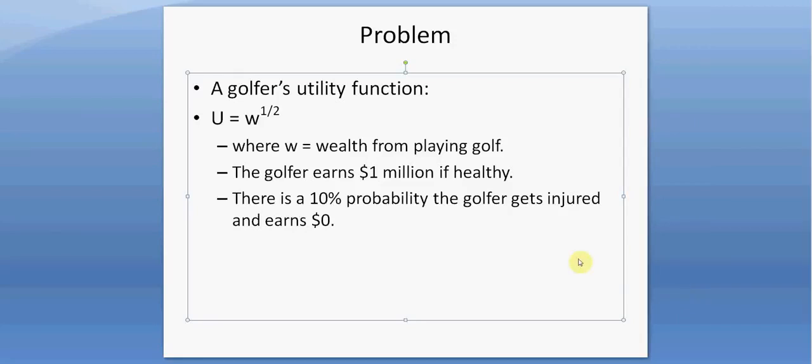Hi, in this presentation we're going to look at the economics of insurance. Suppose we have a golfer with the utility function U equals the square root of W. W is going to represent the golfer's wealth. The golfer will earn $1 million if healthy, but there's a 10% probability that the golfer gets injured and will earn nothing. So let's answer some problems here.